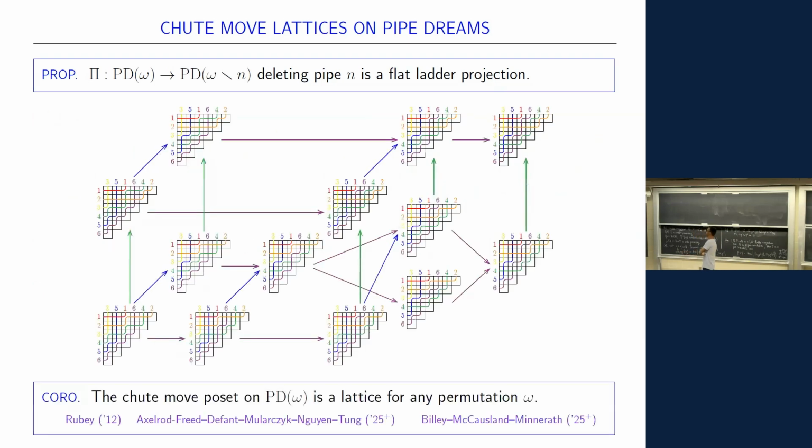Okay, so in particular, by induction, we prove that the shoot move poset is a lattice. Again, there is much more in these two papers, and this is the one I know better. But it's a quick way to see it.